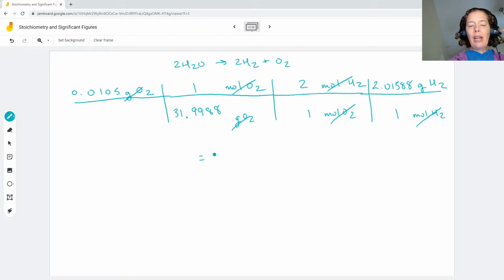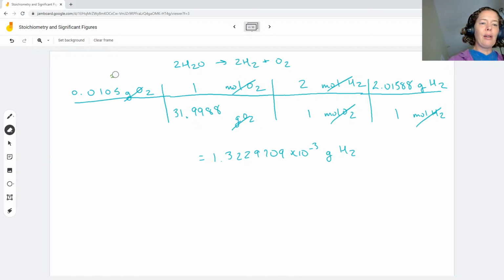So putting this in my calculator and writing it down with too many decimal places, times 10 to the negative third grams of hydrogen gas. Let's count up sig figs. Okay, so starting here, I have 1, 2, 3 sig figs. Again, remember, whoops, that 3 did not come through, did it? Those leading zeros are not significant, but this is a captive zero.